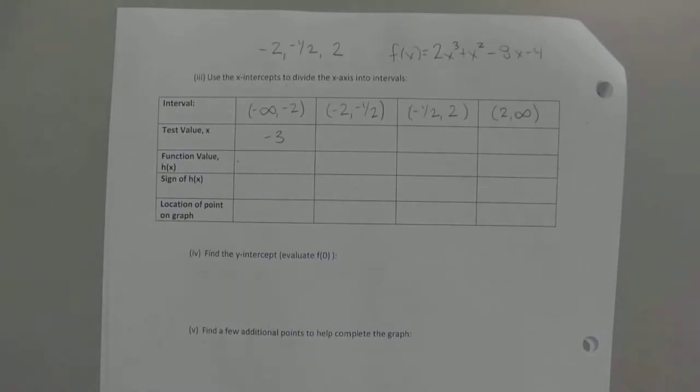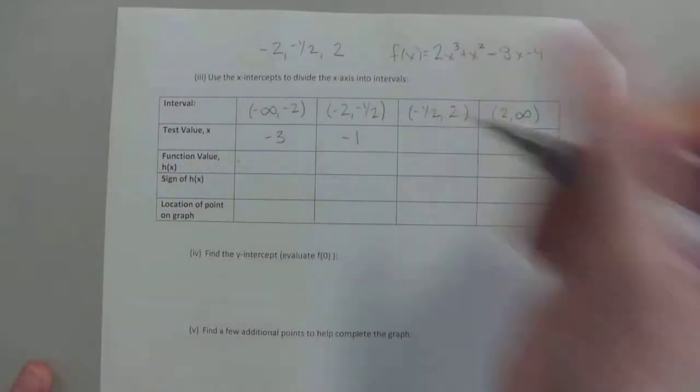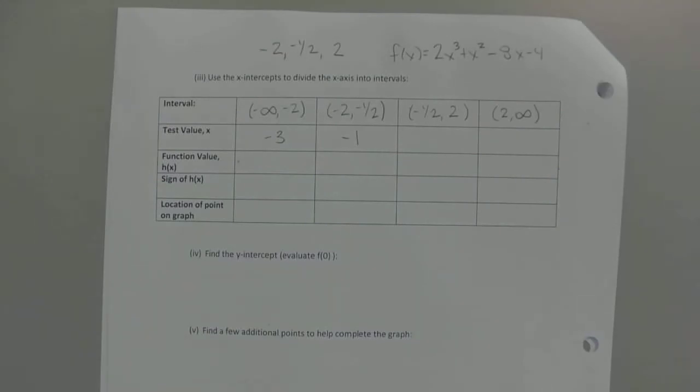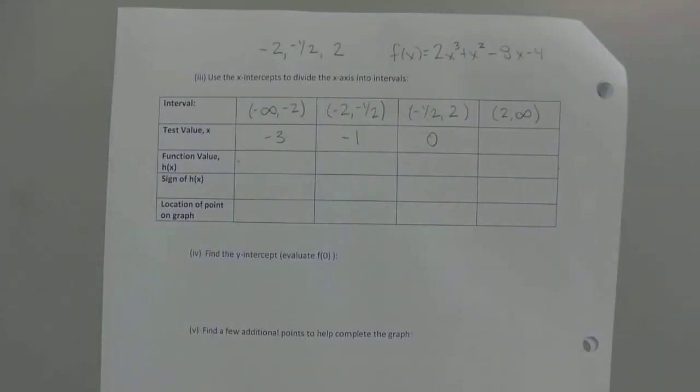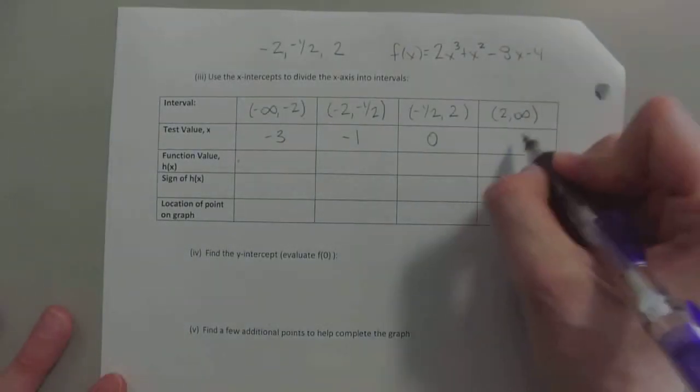Let's go to the next interval, okay? What would be a convenient number that's between negative 2 and negative 1 half? Negative 1, yep. Does everybody see what I'm doing? What's a convenient number between negative 1 half and 2? 0. I would use 0. You can use 1, and maybe let's keep 1 in mind when we come down here and we want other points, but 0 is easier to pick.